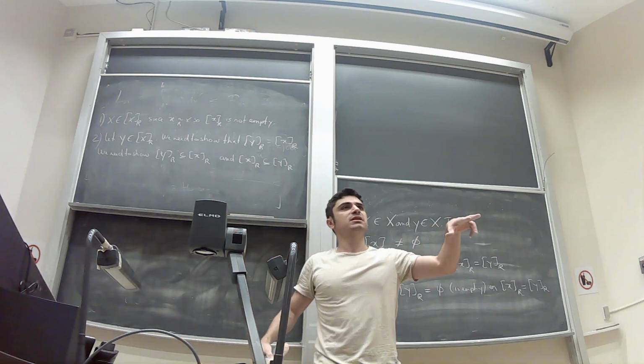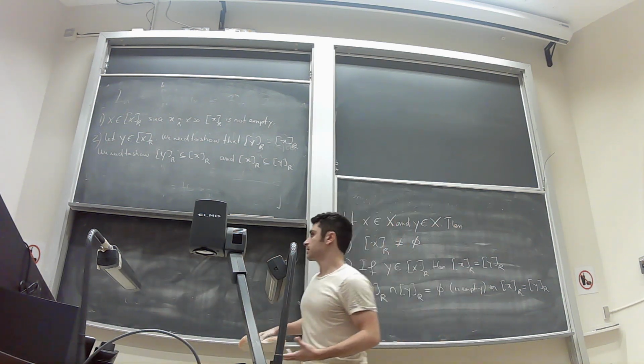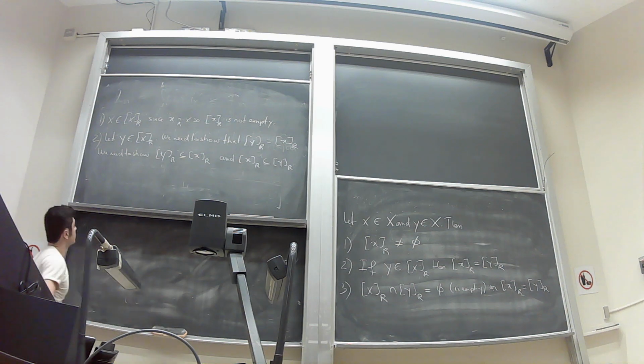Did that example make it a bit clearer? Like, what is an equivalence class? An element cannot belong to two distinct equivalence classes, basically. That's it, basically.